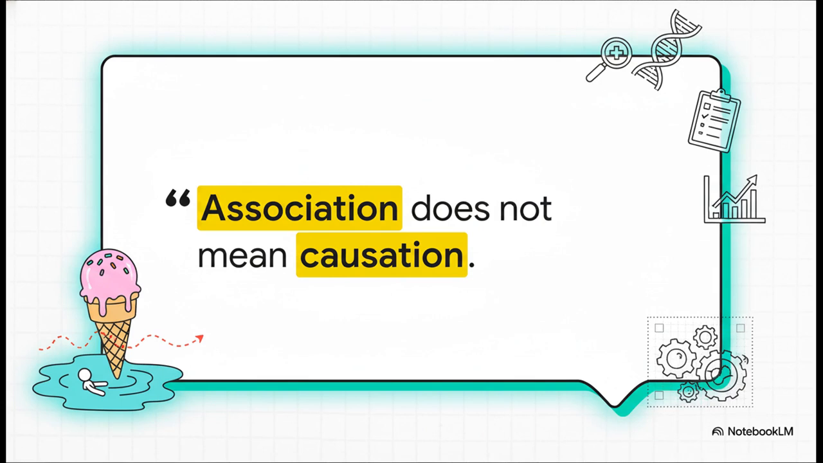If you take away just one thing today, please let it be this. This is the mantra of all research. Association does not mean causation. Just because two things happen together, like ice cream sales going up when drownings go up, doesn't mean one caused the other. The real culprit? Hot weather.